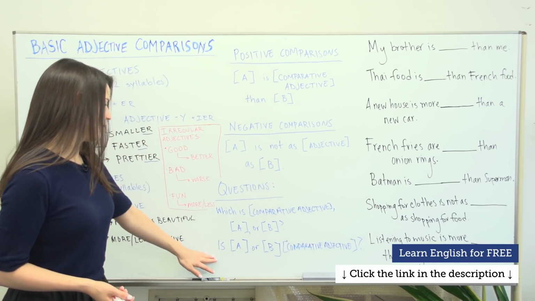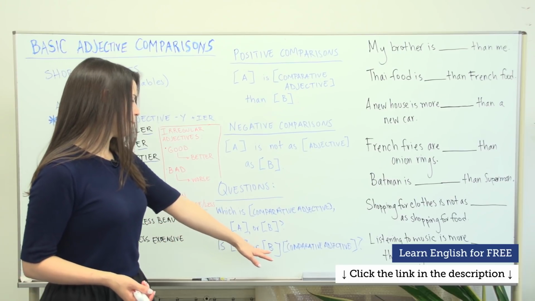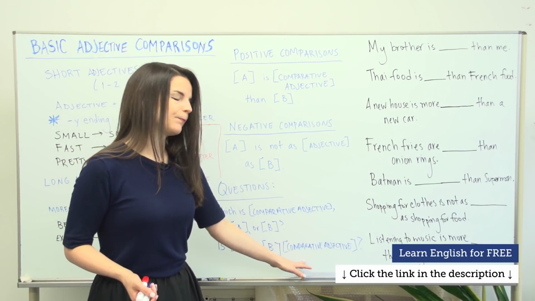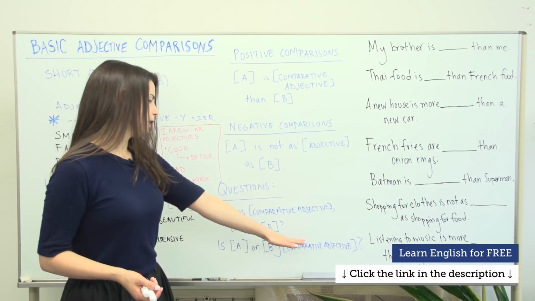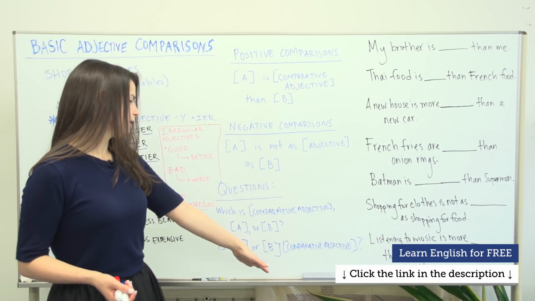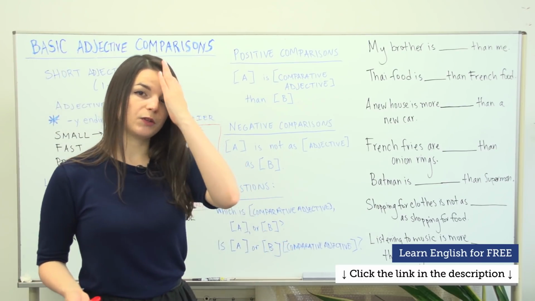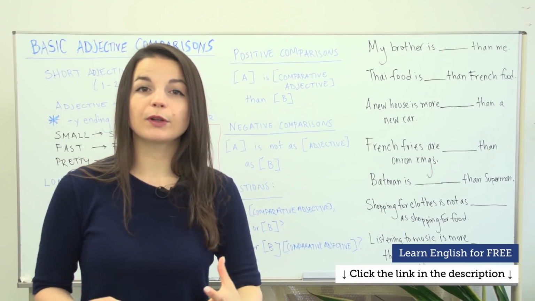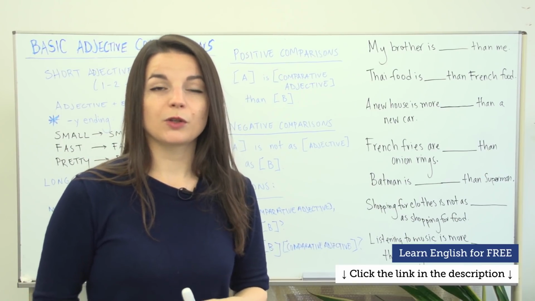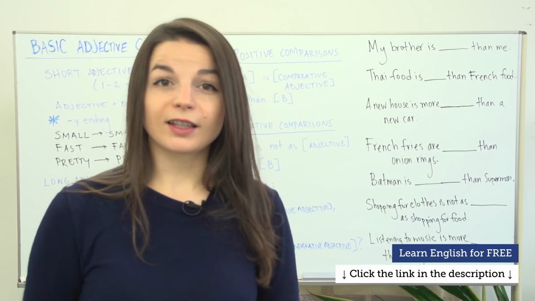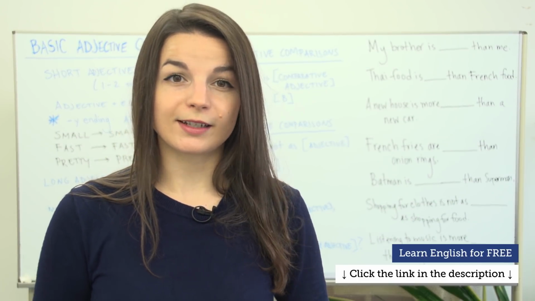The same thing here, is A or B plus a comparative adjective? So is A or B bigger? Is A or B more expensive? You can use both of these patterns to ask simple information questions using the comparative form. So let's try this out in a few example sentences.